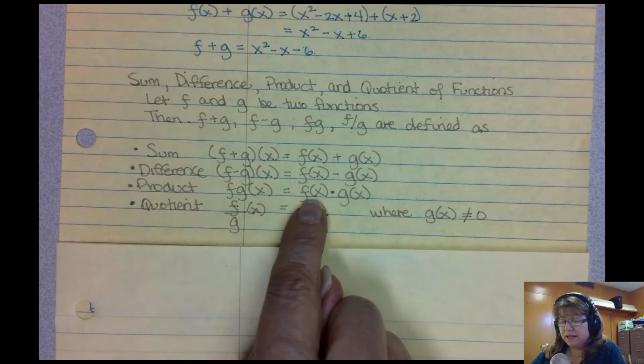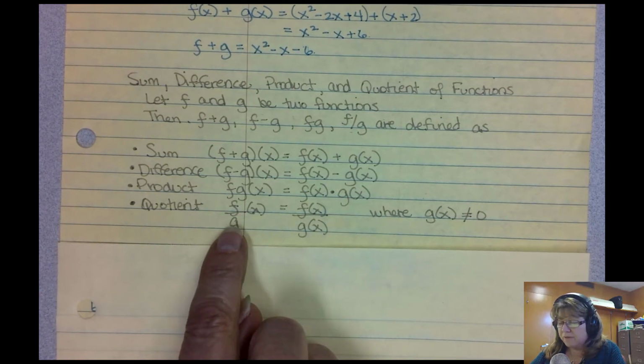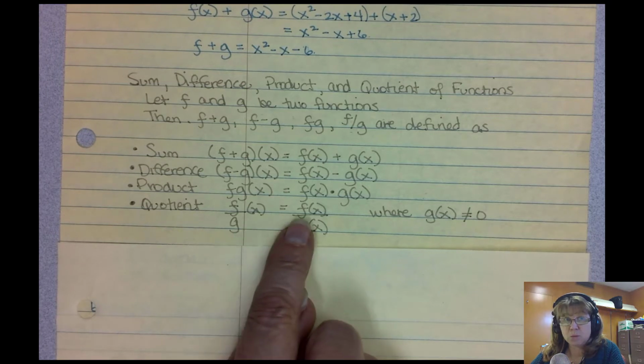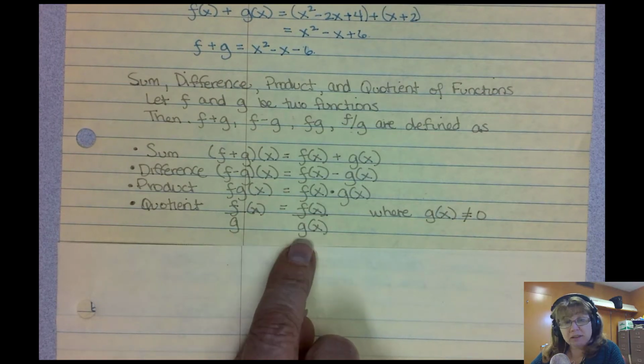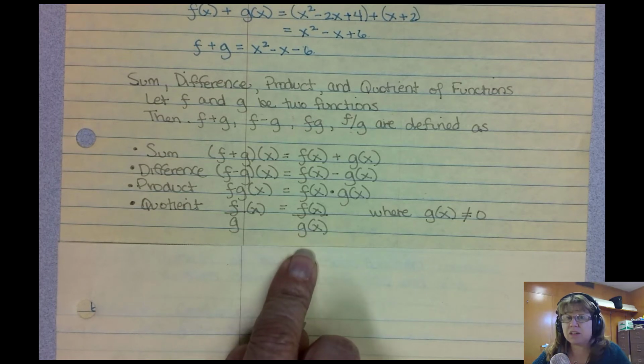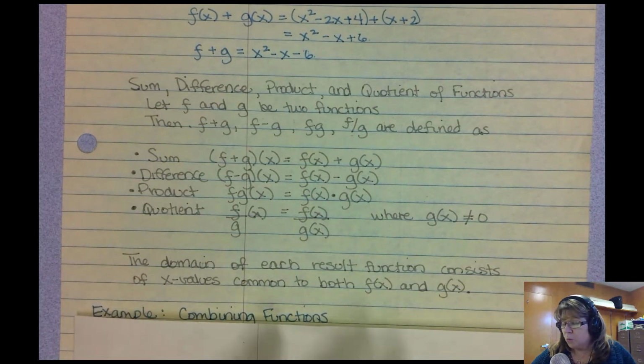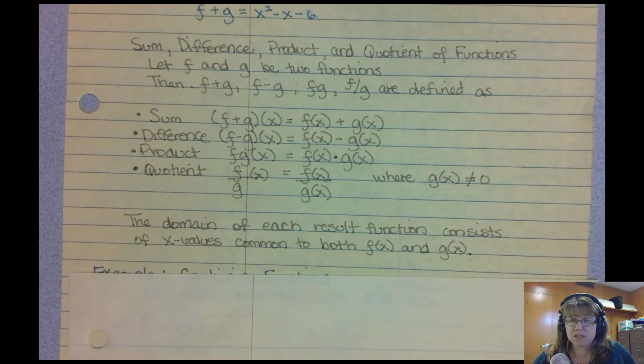fg of x is going to be f of x times g of x. And the quotient, f divided by g of x, will be f of x divided by g of x. But you have to make sure that g of x is not 0. We cannot have g of x be 0. So when we're given a value, we've got to be very careful when we evaluate it that the denominator is not 0. The domain of each of the results of the function are the x values that are in common with f and g, not just f, not just g, but what they both have in common.